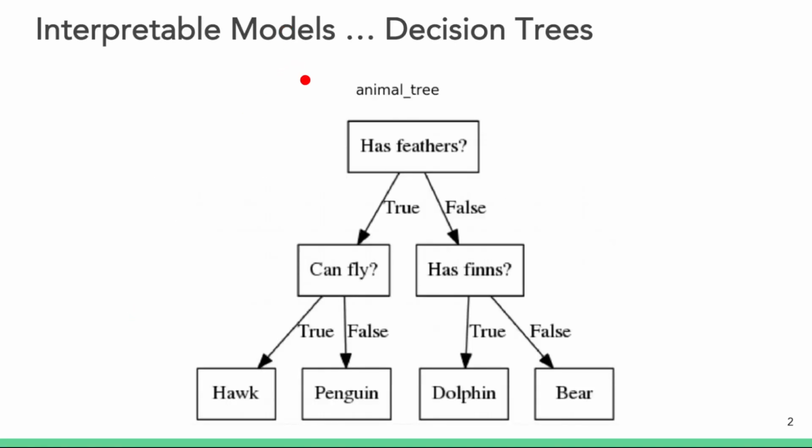We could use interpretable models such as decision trees. The decision path of the question, is this a penguin, can be answered by traversing from top to bottom. Has feathers, true, can fly, false, then it must be a penguin. To get an explanation, all we have to do is trace down the path of the decision tree. In other words, the structure of the model is the explanation.